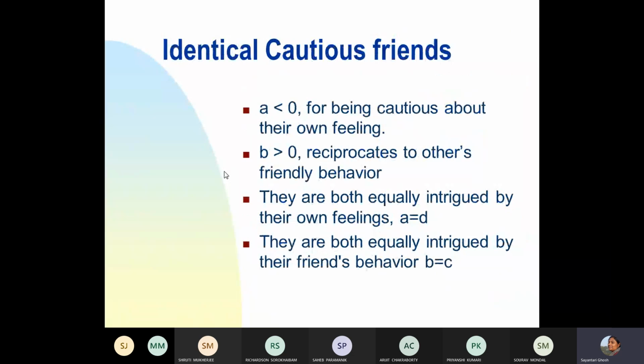Okay? So let me give you an example of what I expect from you, with one of the examples that I have planned for you. This is not part of the assignment, this is just an example that I am giving you. So, identical cautious friends. Let us see each and every step. I will explain so that you get a flavor of it. Identical means the two equations that I have are alike.